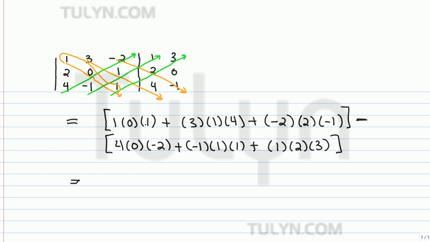1 times 0 times 1 cancels out because anything times 0 is going to be 0. So this first term is going to be 0. Plus 3 times 1 times 4 is 12. Plus negative 2 times 2 is negative 4 times negative 1 is just positive 4. And we want to subtract that from the next 3 products. Again, for the first term, it's just going to be 0 because there's a 0 in there. For the second term, it's going to be plus negative 1. And then the final term is plus 6.